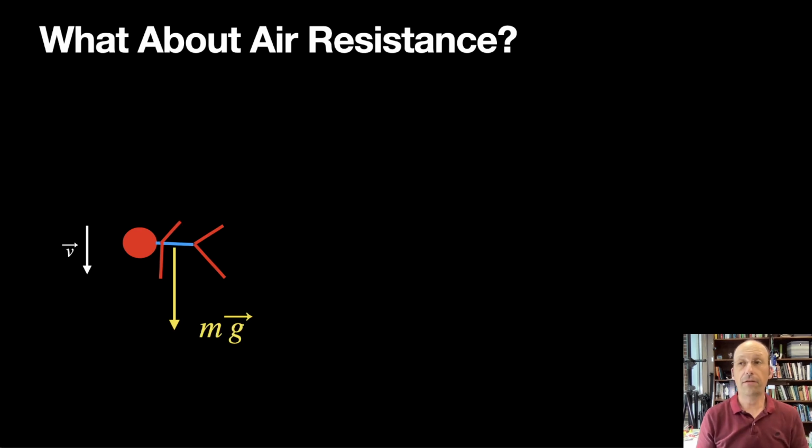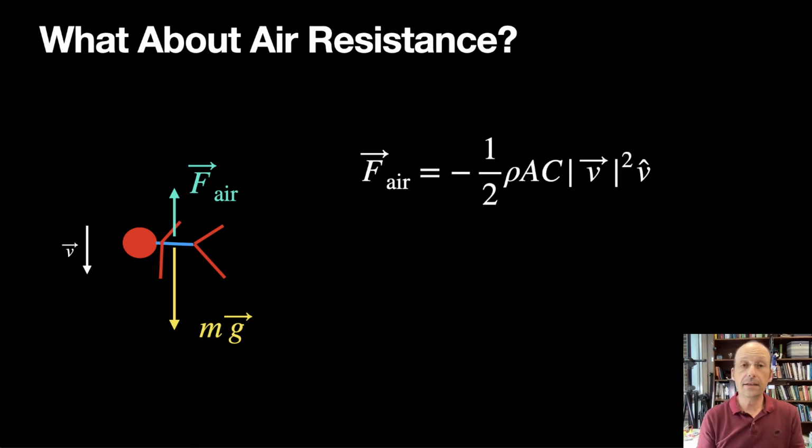There's the downward gravitational force, we already saw that. But there's also this upwards pushing air resistance force, and you can feel that if you stick your hand out of a car window, you can feel the air pushing against that. This air resistance force, here's an equation for that.